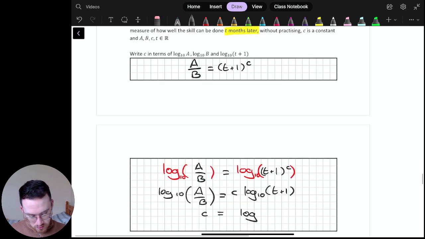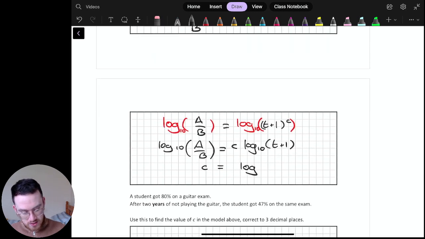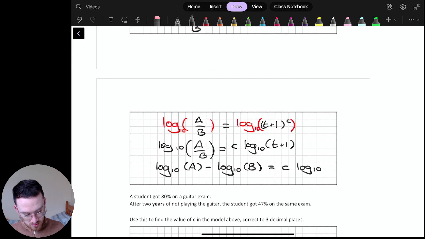And the other thing we can do as well, because we're asked to write it in terms of log 10 of A, log 10 of B, log 10 of T plus 1, is on the left hand side we can split this up to get log 10 of A minus log 10 of B. That's equal to C log 10 of (T plus 1). And finally that gives me that C is log 10 of A minus log 10 of B all over log 10 of (T plus 1).